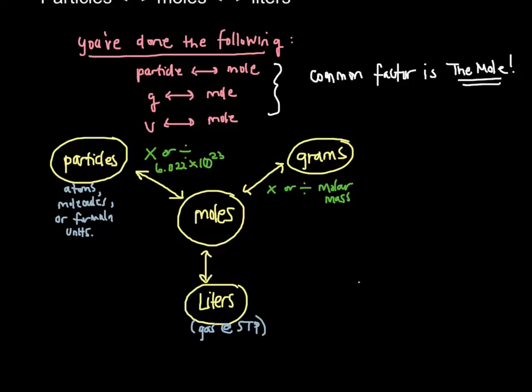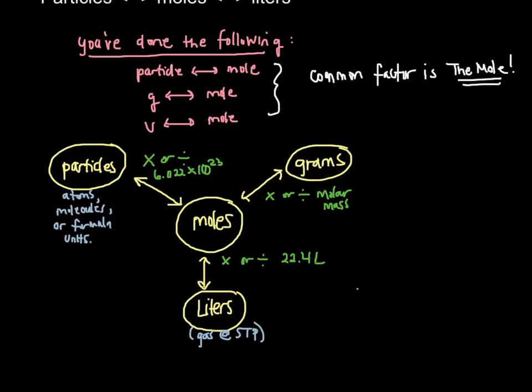And if you're trying to get between moles and liters, this is only, of course, for gases at STP. We learned in the last video you're going to need to either multiply or divide by 22.4 liters. So if I want to convert a number of grams to, say, a number of liters, notice I have to go through moles first. Or if I want to convert particles to a number of grams, I have to go through moles first. There is no direct conversion.